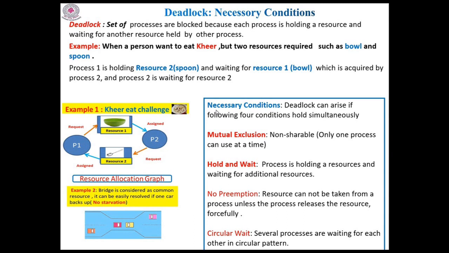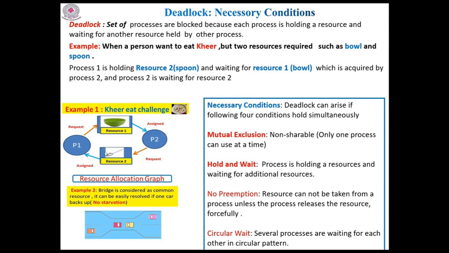Necessary conditions: deadlock can arise if the following four conditions hold simultaneously. Let us check all these conditions with the help of an example. Mutual exclusion, non-shareable: only one process can use it at a time. If it is a non-shareable resource, it can be used by only one process at a time. You see in this example, these two are non-shareable. As per our activity, eat. That means when P1 wants to eat, it requires two resources.